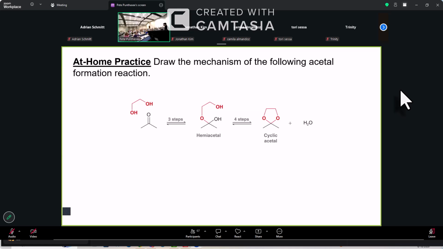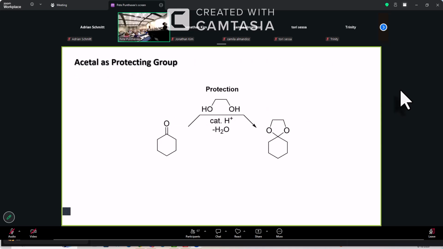Make sense? Okay. Now we call this guy cyclic acetal. It's an acetal, but in a cyclic form, like a circle. We use cyclic acetal as a protecting group in synthesis. Let me show you. Forward, this is what we call protection. Going forward, this is acetal formation, making acetal. We can control the equilibrium by removing water. Use this diol as a solvent.